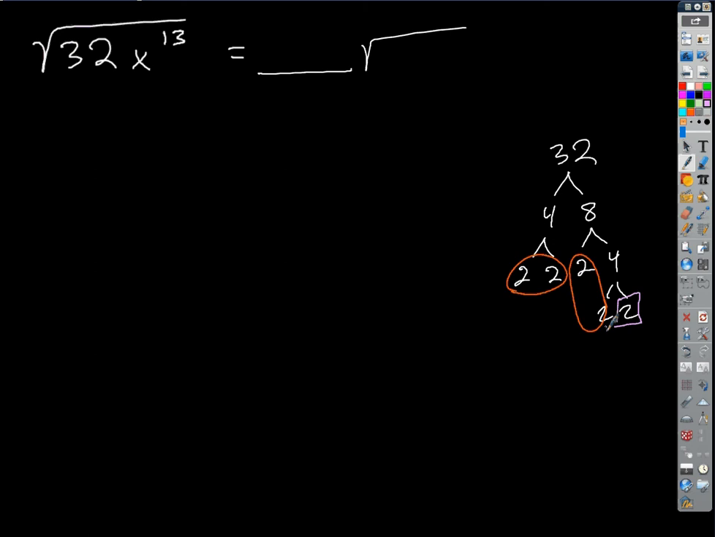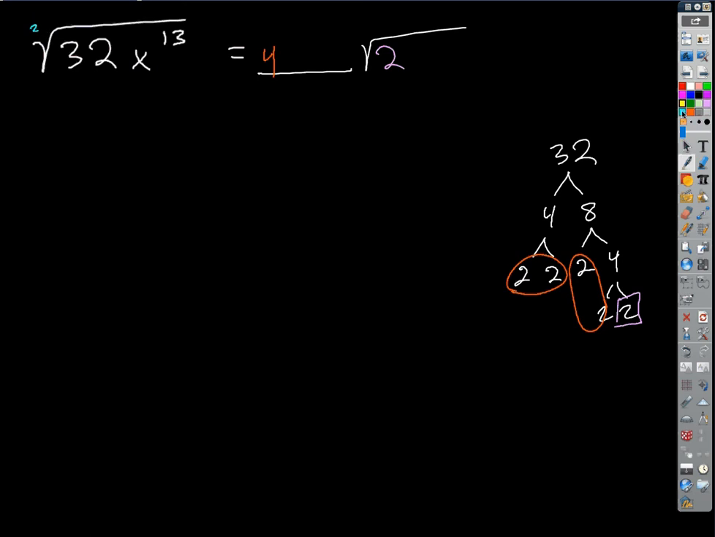So that's going to give us, outside we're going to get 2 times 2 is 4, right? Get 2 couples of 2. So I get a 4 out, and I get a 2 in. So square root of 32 becomes 4 radical 2, right? 4 times the square root of 2. Now what about the exponent part? I've got my imaginary 2 right there.